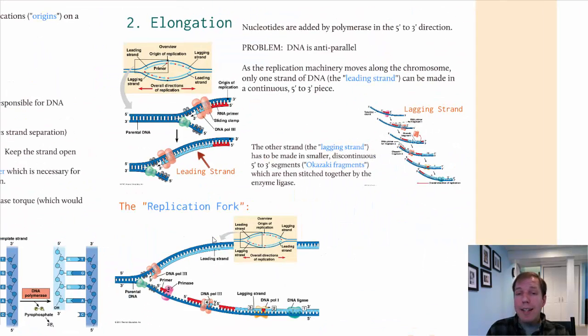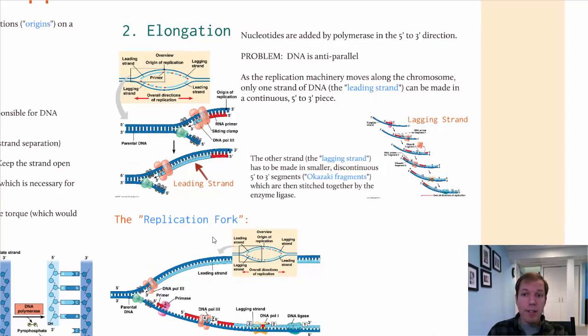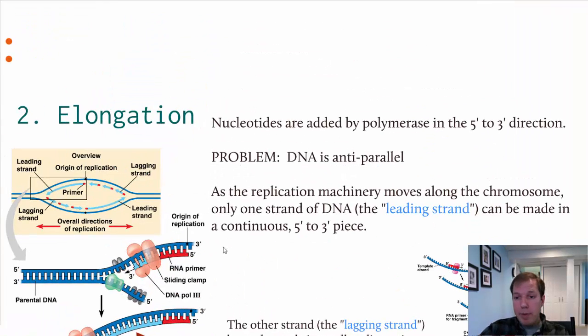So now that is how it begins. It begins with the RNA primer adding down bases and DNA polymerase using free nucleotide triphosphates to add on nucleotides that are complementary to the template. Now the problem is that because DNA is anti-parallel and nucleotides can only be added in one direction, it is difficult then for DNA to be added in a continuous way.